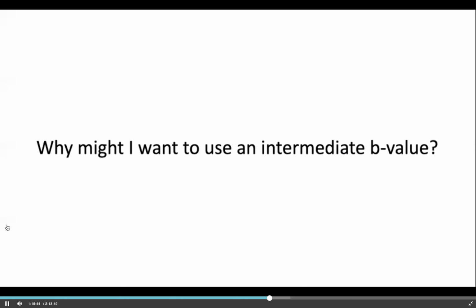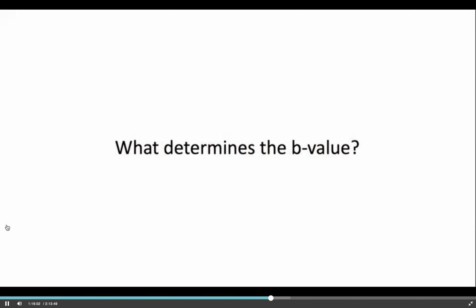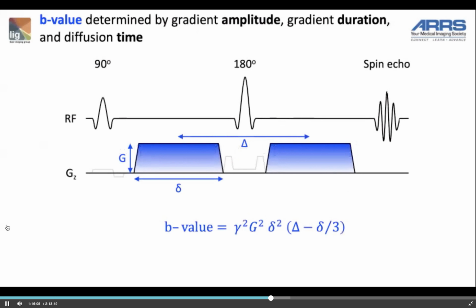Now, why might I want to use an intermediate b-value like b equals 400? I would argue don't bother. It's a waste of time. So we're trying to move away in our practice to only two b-values, one low, one high, and we don't usually acquire intermediate b-values anymore. Well, what determines this amazing b-value?